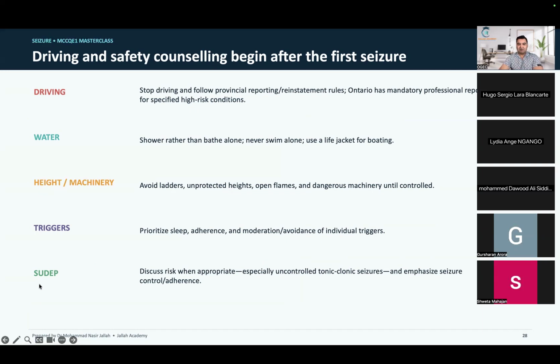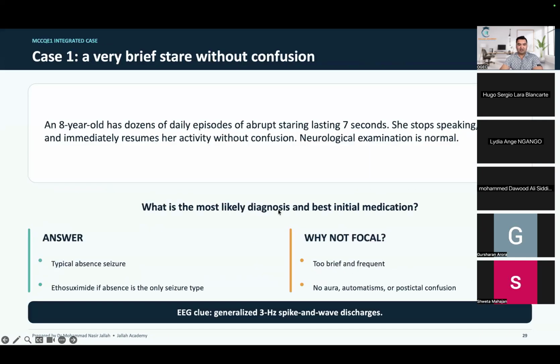Height and machinery: avoid ladders, unprotected heights, open flames, and dangerous machinery unless controlled. Triggers: prioritize sleep, adherence, moderation, avoidance of individual triggers. SUDEP: discuss risk when appropriate, especially with uncontrolled tonic-clonic seizures, and emphasize seizure control and adherence.